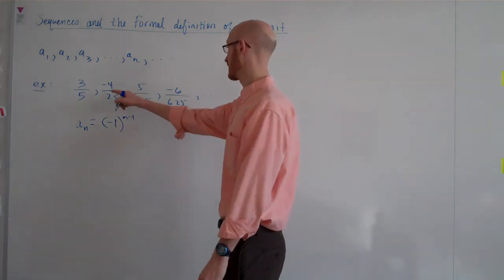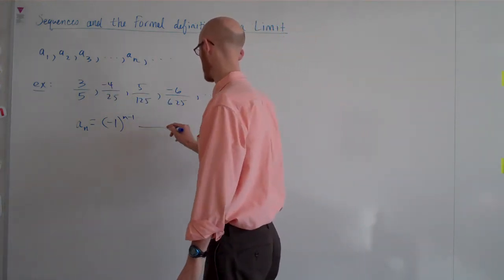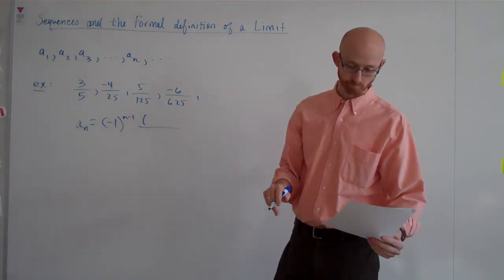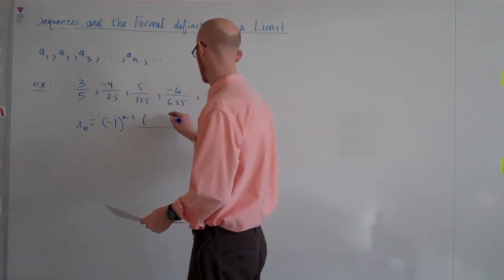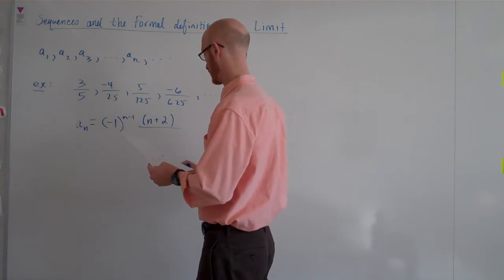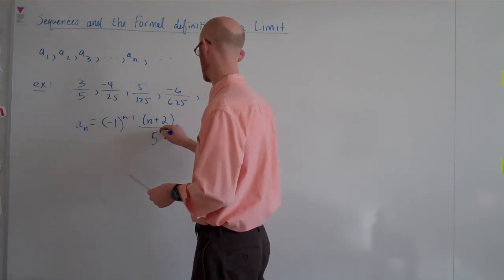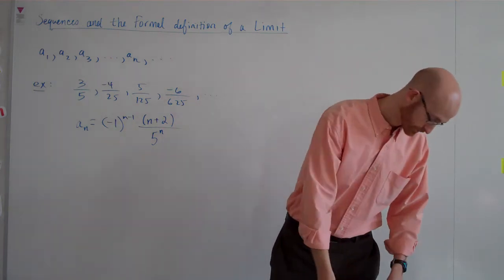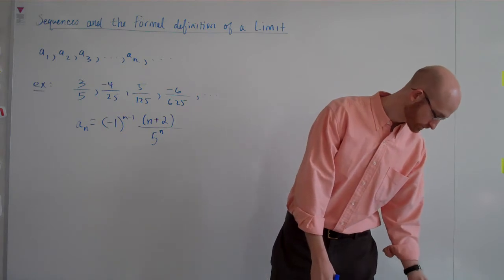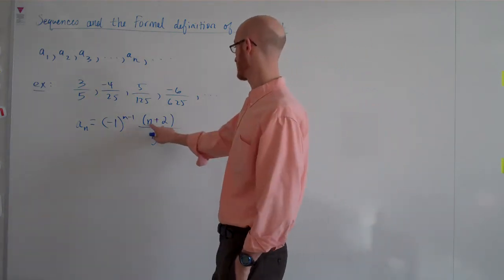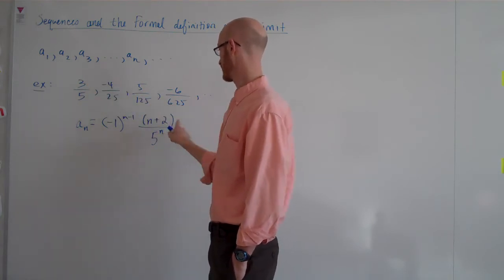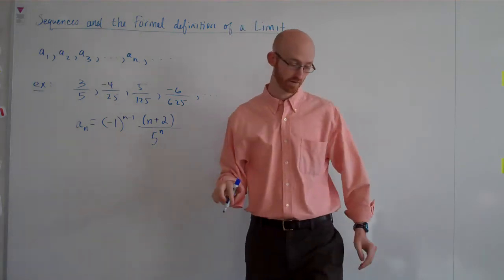And then from there, the top of our fraction looks like n plus 2 over 5 to the n. So the first term would be 1 plus 2 is 3. The second term, 2 plus 2 is 4, etc. And the bottom you can see is going up by 5 to the n.